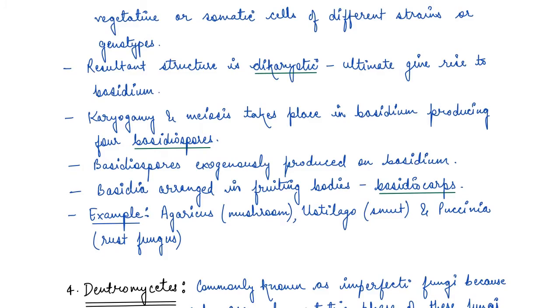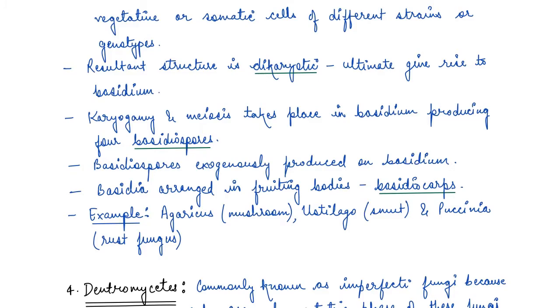These basidiospores are produced on basidia, and these basidia are arranged in fruiting bodies which are known as basidiocarps. So in the way you had asci in Ascomycetes, you have basidia here and basidiocarp as a fruiting body. Examples are various forms of mushrooms like Agaricus, and then you have fungi such as rust and smut as well.